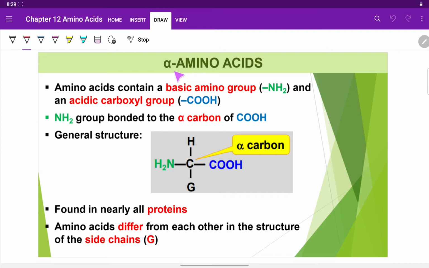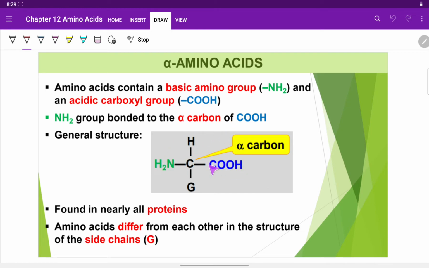So amino acid, or we call it the alpha amino acids. Amino acid contains a basic amino group, NH2, and an acidic carboxyl group, COOH. So dalam satu compound of an amino acid, we have amino group, we have carboxyl group, and the amino group is bonded to the alpha carbon of the carboxyl group. Okay, kita panggil dia alpha amino acid, because of the structure is like this. Okay, apa maksud dia alpha carbon dekat sini?